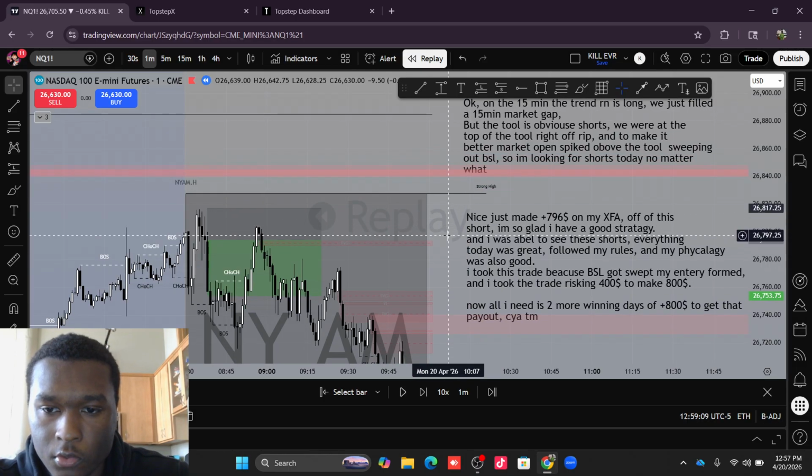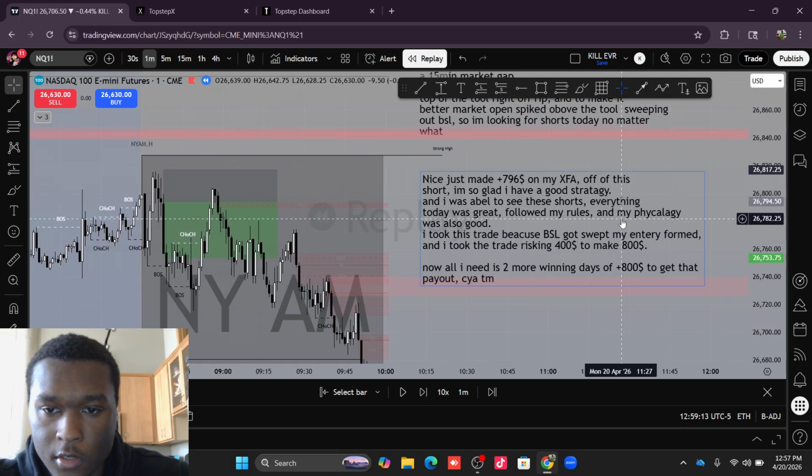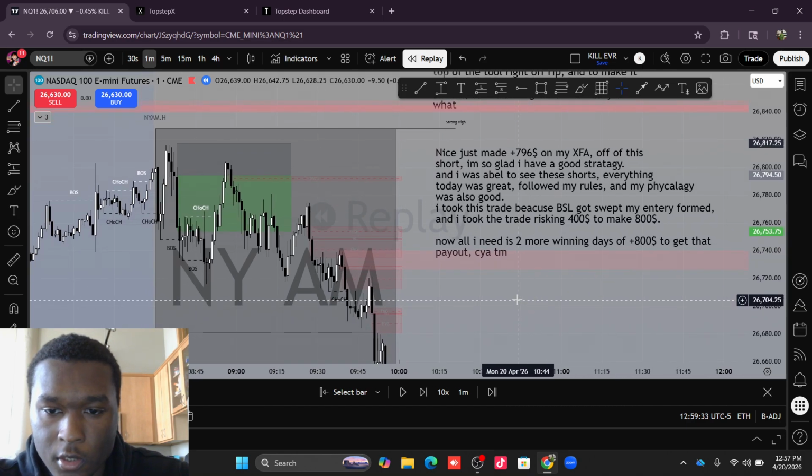It's just a tool that I use in my strategy. And nice, just made 796 on my XFA off the short. I'm glad I have a good strategy and I was able to see these shorts. Everything today was great. Followed my rules, and psychology was also good. I took this trade because buy side liquidity got swept. My entry formed and I took this trade, risking 400 to make 800. Now I'm 2 more winning days, at 100 each, from that payout.